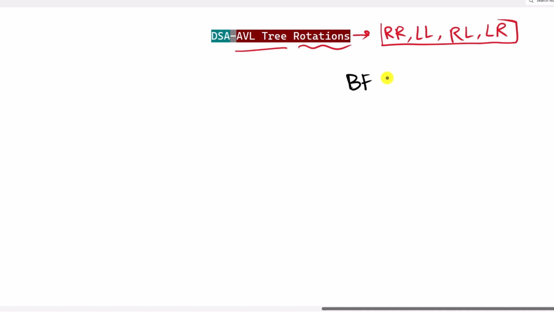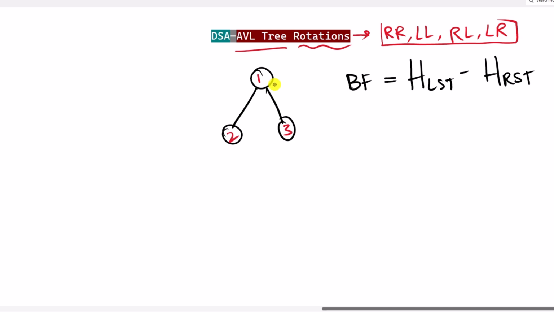So balance factor of one node is the difference between the height of the left subtree minus the height of the right subtree. Like an example, suppose we have one tree. So here the balance factor for the node 1 will be the height of the left subtree, which is 1, and the height of the right subtree. So 1 minus 1, which is 0. The leaf nodes will have the balance factor of 0.